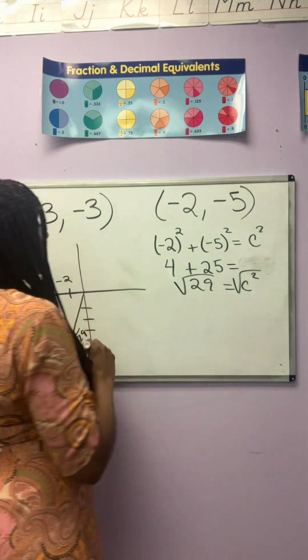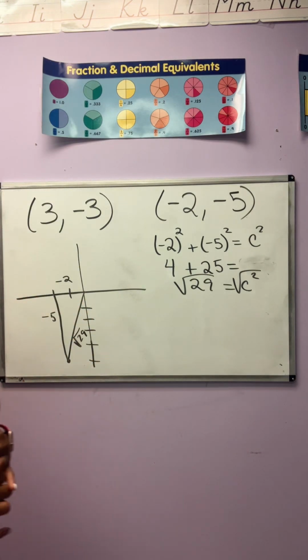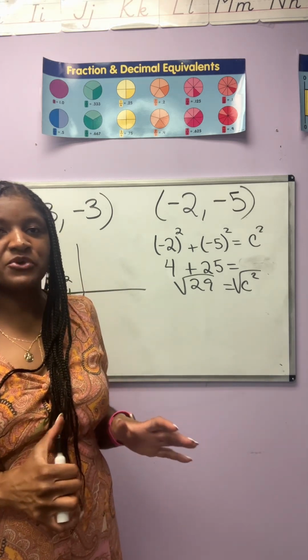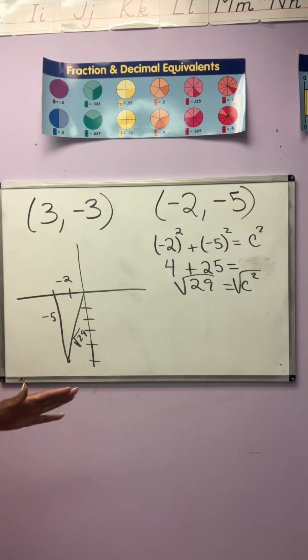Now, square root of 29 cannot be broken down. 29 is a prime number, so it just cannot be broken down. So don't waste your time doing that. Try to memorize your prime numbers so you could know that. So now let's start with the sine.